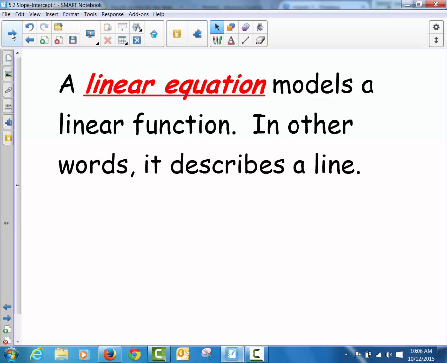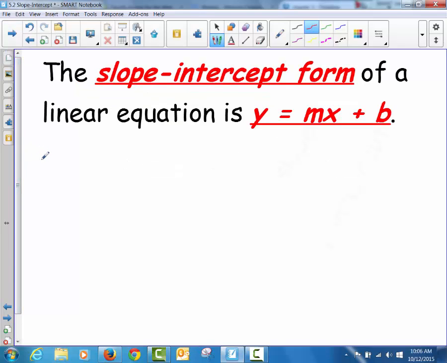Slope-intercept. A linear equation models a linear function. In other words, it describes a line. Look at the first four letters that you have in the linear equation up here. Linear equation, line. So it describes a line. There are three forms of a linear equation.